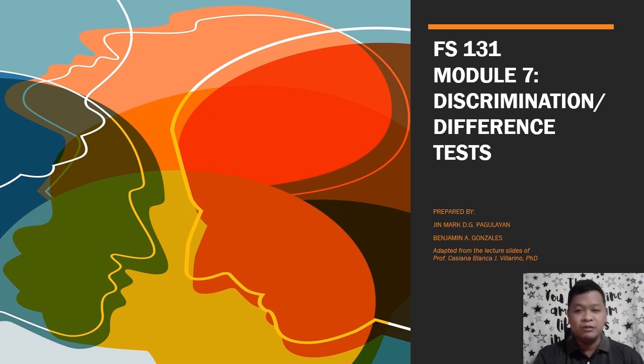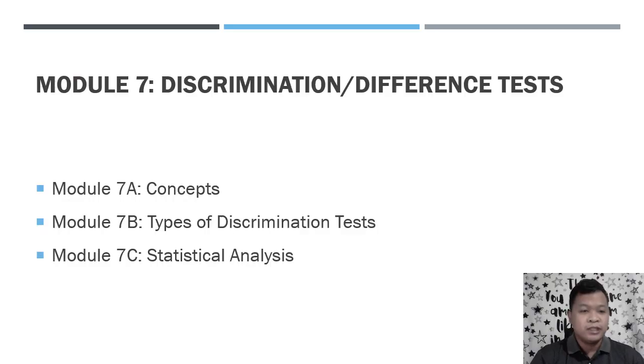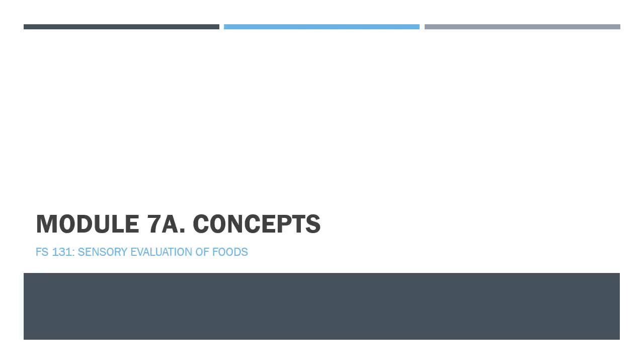Okay, in this module, we'll be discussing discrimination or difference tests as a subset of our sensory evaluation tests. Okay, so let's start. Our discussion will follow the typical format, starting with the concepts involved, the different types of discrimination tests. We may not cover all, but at least we'll cover the basic ones. And then how to statistically analyze your information to arrive at the desired results.